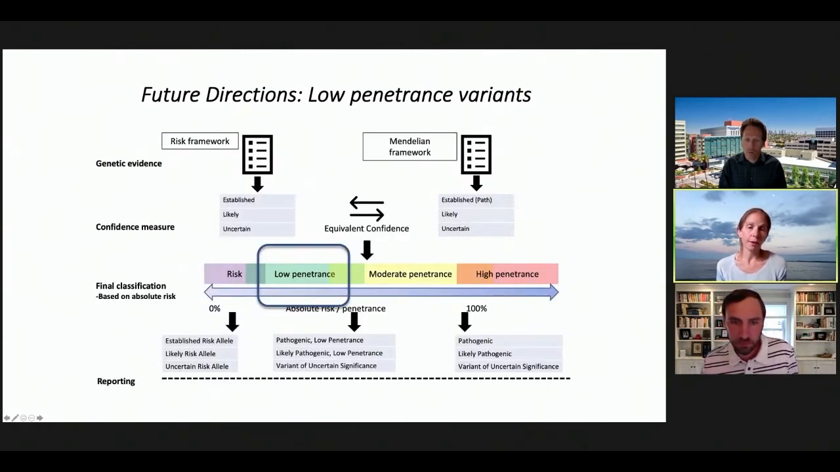So, just another demonstration: we've hit on the risk variants now, but the low penetrant variants have some overlap with the considerations that you keep in mind for the risk variants, and also some similarities to the more high penetrant variants. And so what are the factors we need to consider in interpreting those variants is one of the big next steps.